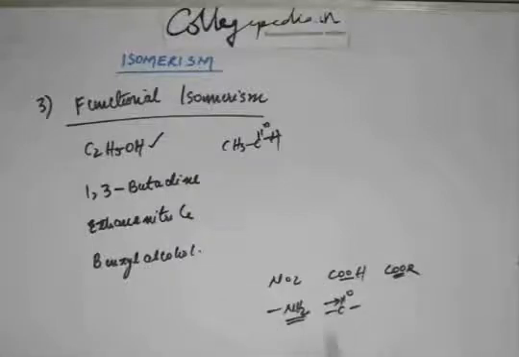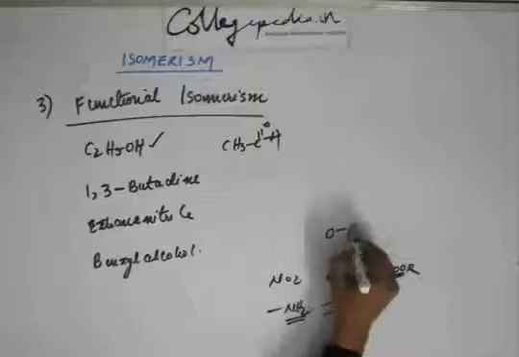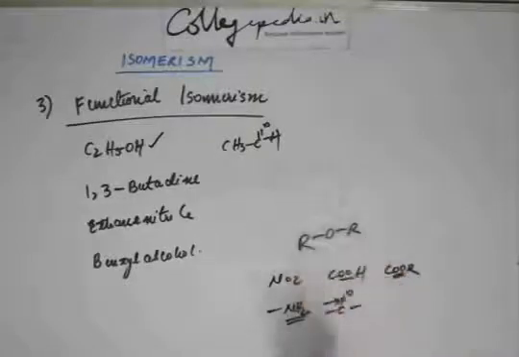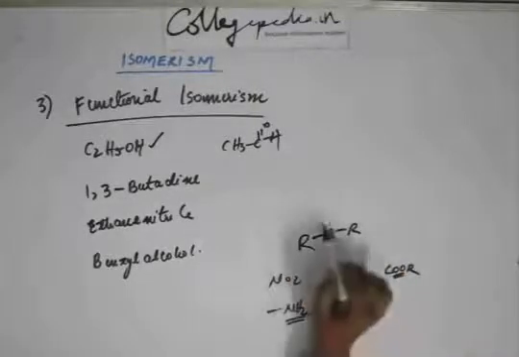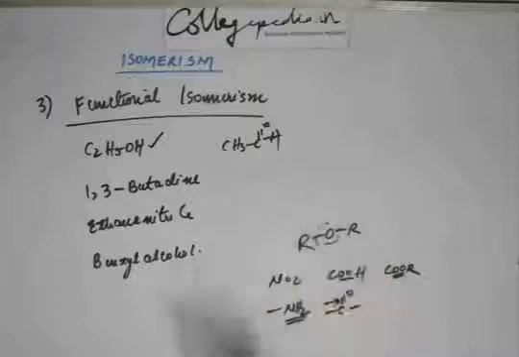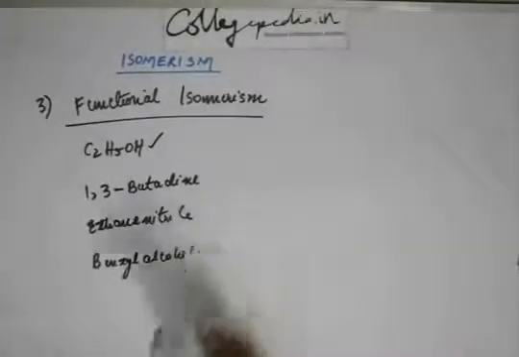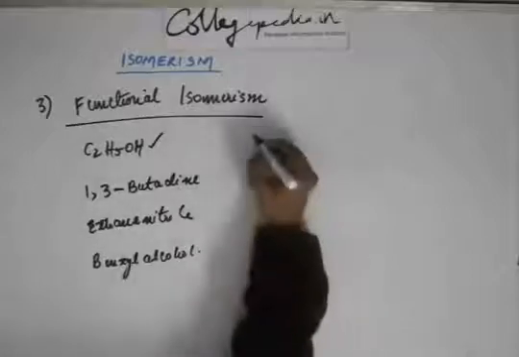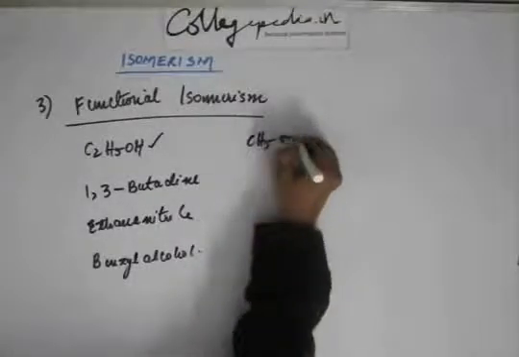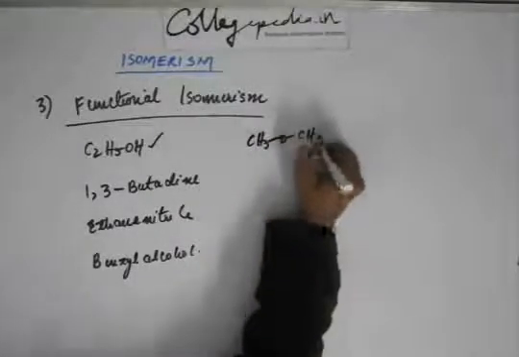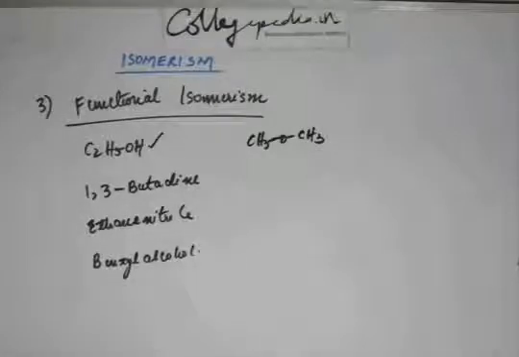Which functional group do you know? You know a functional group called ether, where you don't have a degree of unsaturation and all it requires is one oxygen. So if you can make an ether out of this alcohol, the functional group will change, and that will be called functional isomerism. So one of the possible, or the only possible, functional isomer of ethanol is this ether, dimethyl ether.